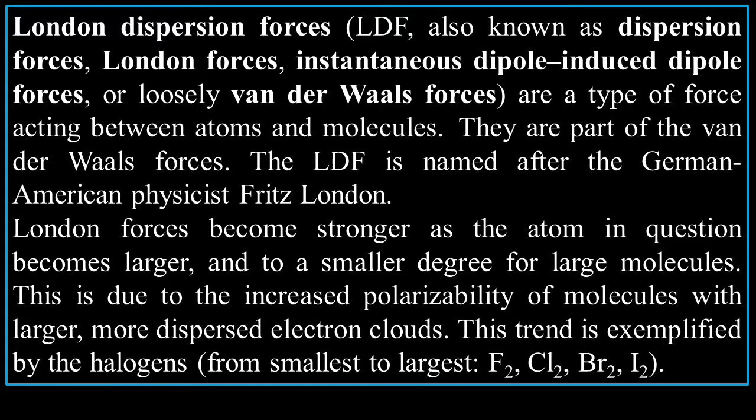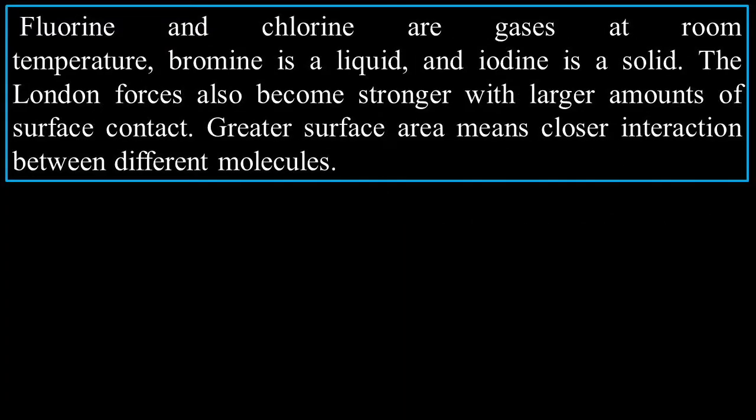London forces become stronger as the atom in question becomes larger, and to a smaller degree for large molecules. This is due to the increased polarizability of molecules with larger, more dispersed electron clouds. This tendency is exemplified by the halogens from smallest to largest, F2, Cl2, Br2, and I2. Fluorine and chlorine are gases at room temperature.